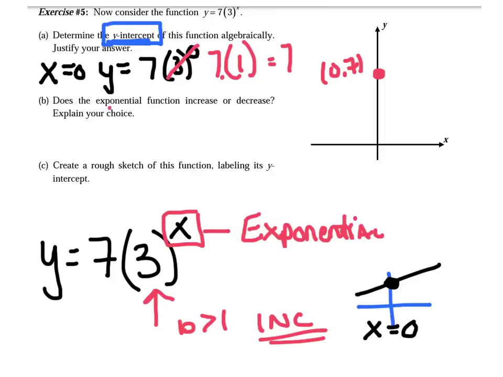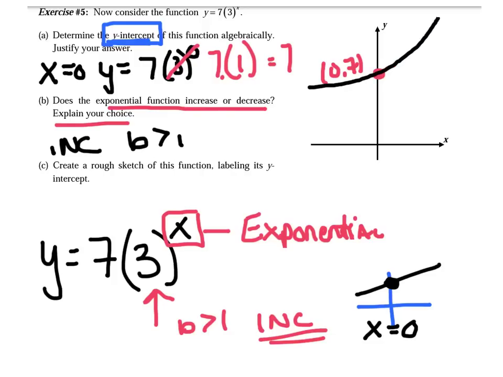Does the exponential function increase or decrease? Explain your choice. Well, our game plan already told us that our exponential function better be increasing because our b value is greater than 1. Then it says create a rough sketch labeling the y-intercept. All right, so I know exponential increases, so I know it's going to look like this.